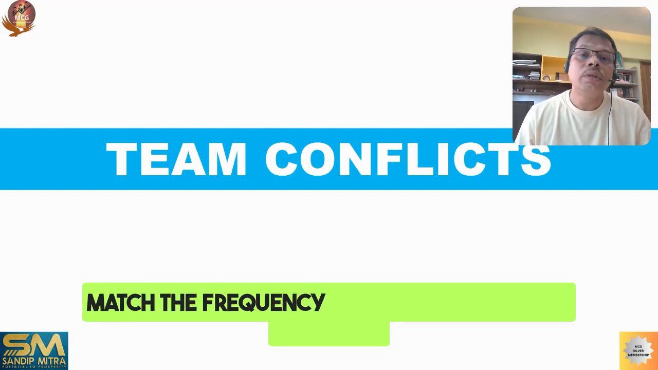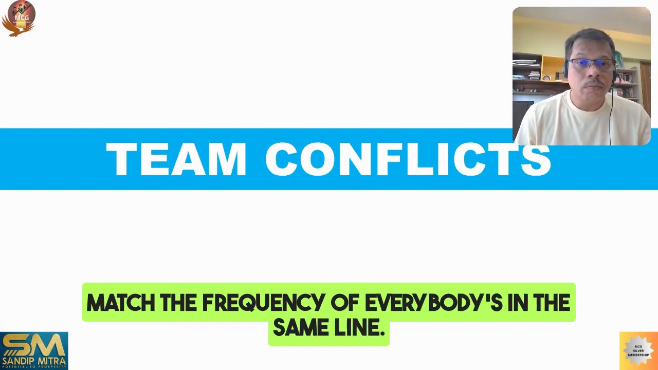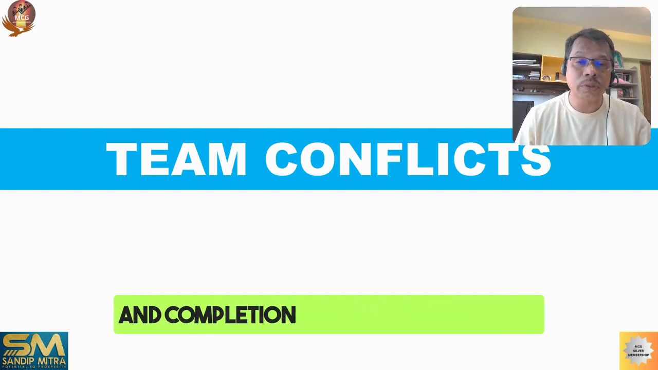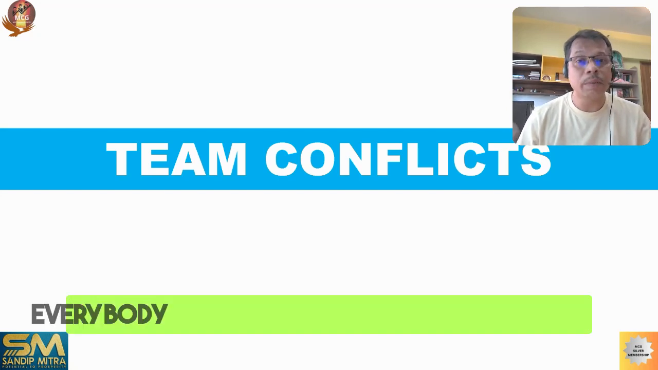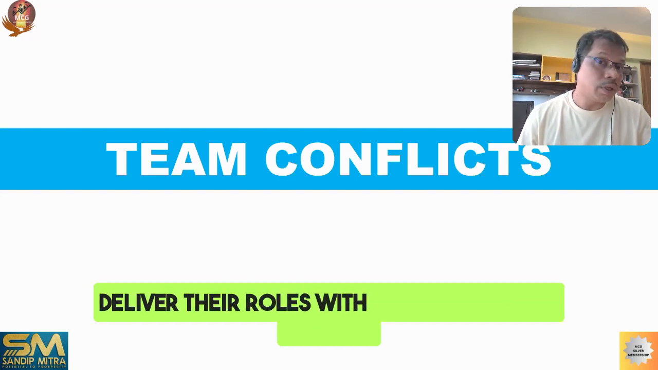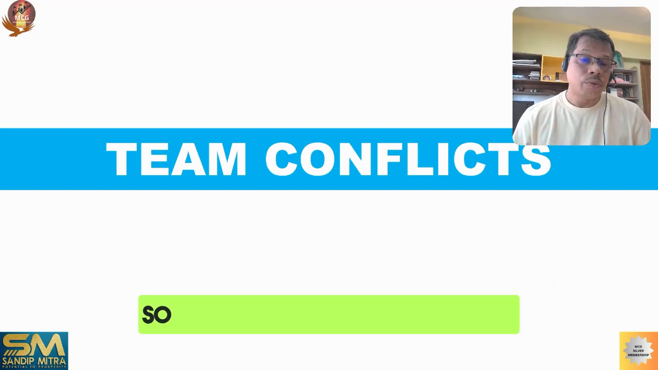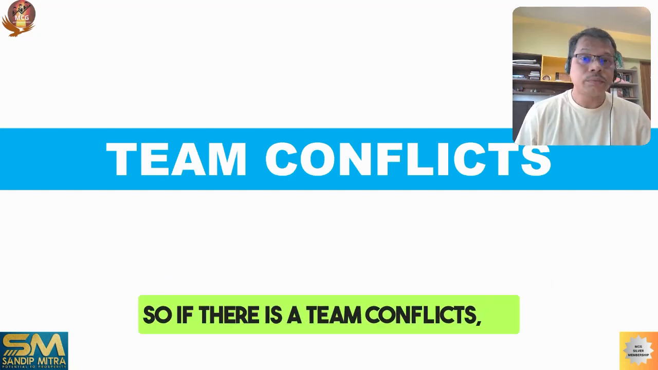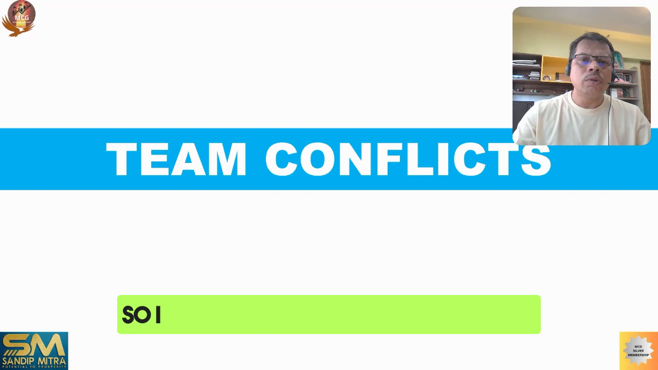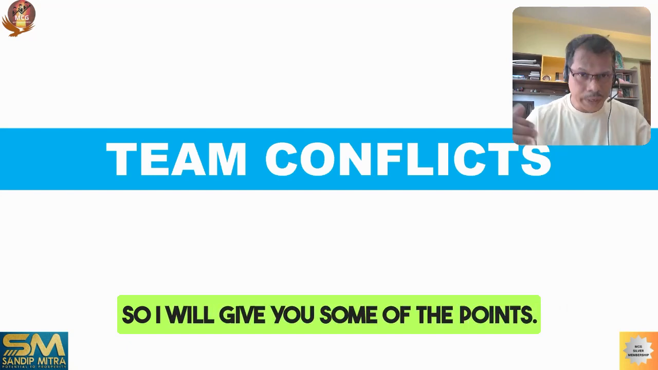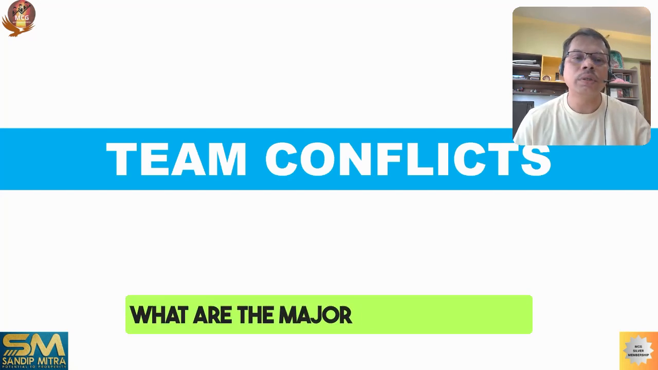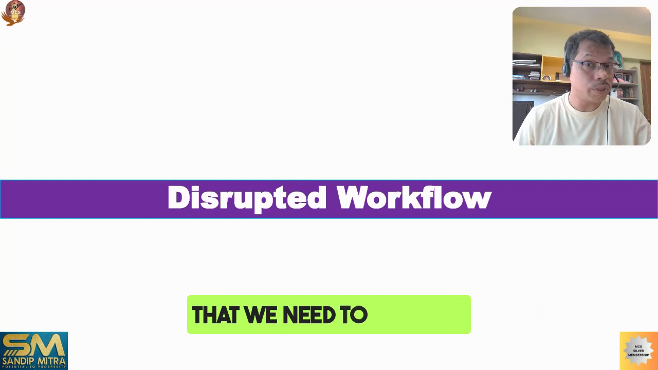match everybody's frequency to the same line, but for the sake of the project and completion in time, everybody has to be dedicated and deliver their roles with 100% effort. So if there is team conflict, many consequences may happen. I will give you some points. We'll discuss 6 pointers. What are the major team conflicts that we need to discuss?